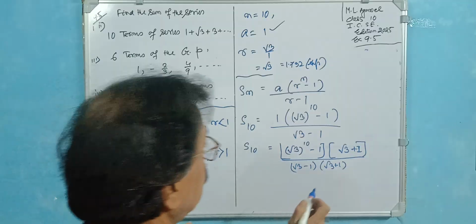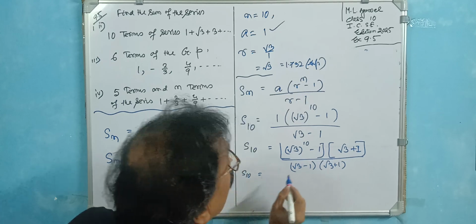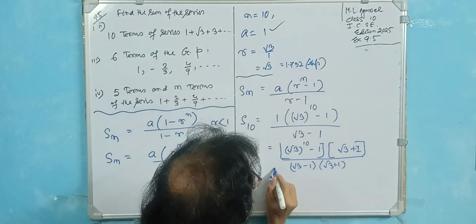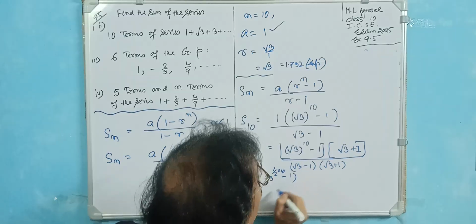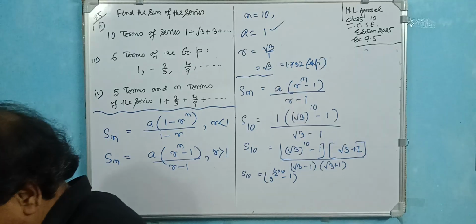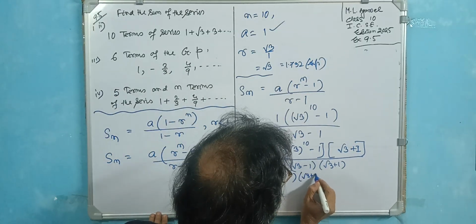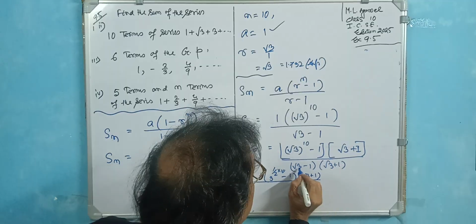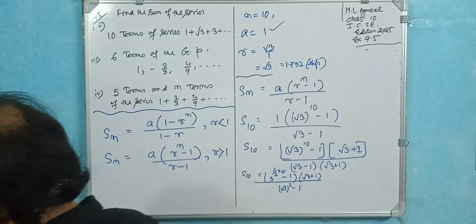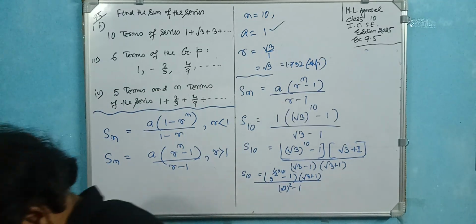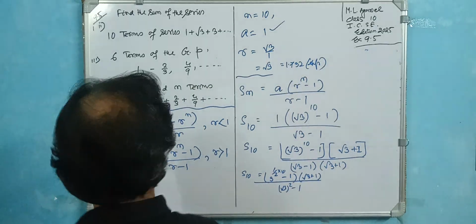So this is actually S10. Now you solve. Root 3 to the power 10 is 3 to the power 5 in the numerator; solve it, minus 1, and this is multiplied by root 3 plus 1. And here it is a plus b, a minus b: root 3 square minus 1 square, that is root 3 square minus 1. Now just solve it in this way.